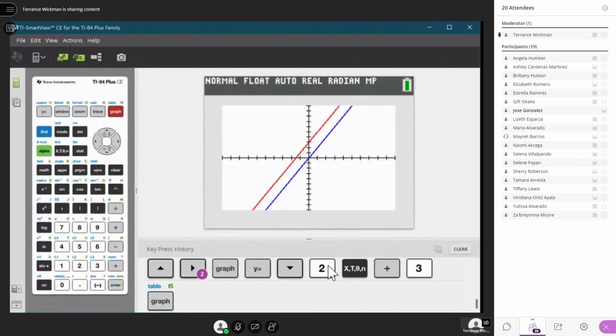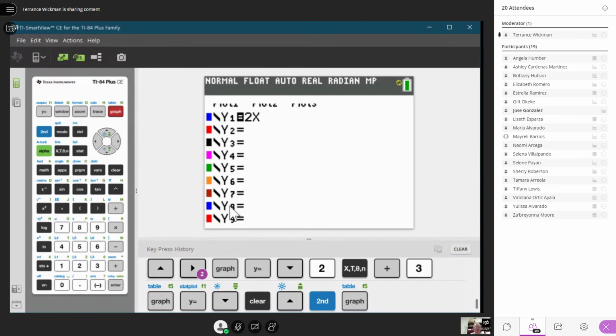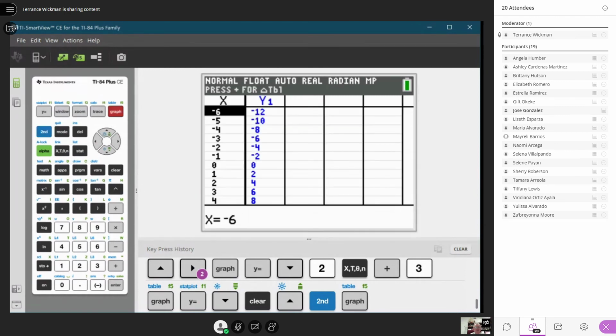Now one other thing. The t-chart. Again, the t-chart. Let's go to y equals. Let's erase the second one again. And let's do the t-chart. So we're going to go to second and then table. That gives you the blue one, and we get the t-chart for that whole graph. On the test, if you have to show, you just plug it in and write down a couple of these.